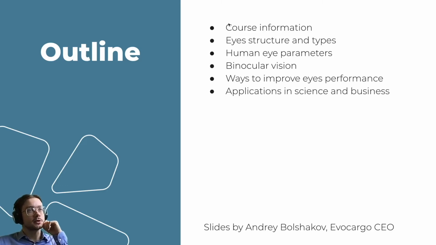So let's discuss the outline. First I will speak about some course information, general information, then eye structure, especially in human, some words on binocular vision, and we will end up with the application in science and business. This is what we all want to do.